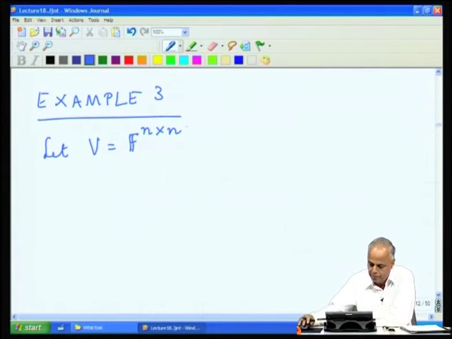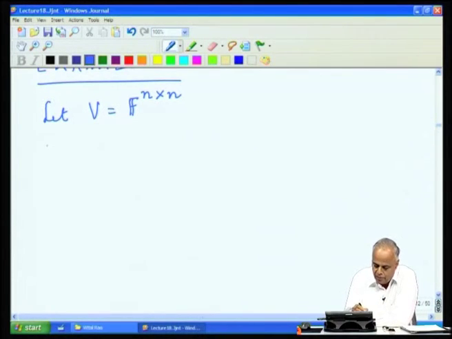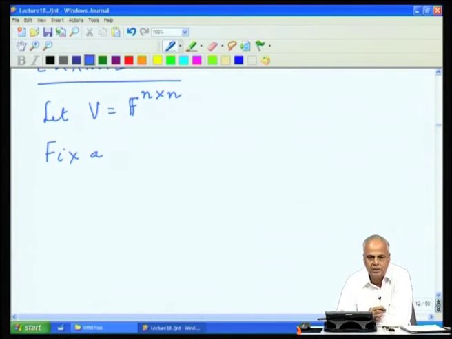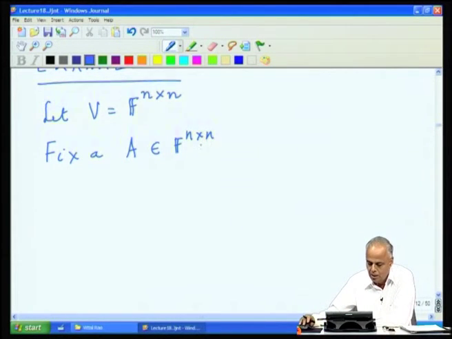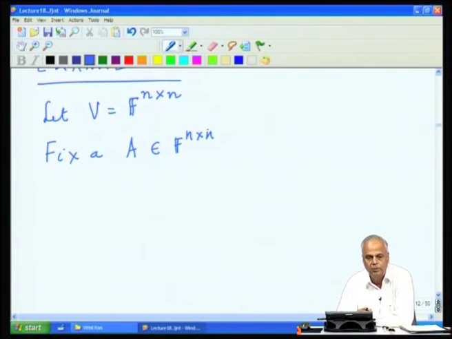over the field F. We have already seen that this is a vector space with the usual matrix addition and scalar multiplication rules for matrices. Now, look at this vector space and fix a vector here. What are vectors here? They are all matrices. So, fix a matrix A in F^(n×n). Through this, we are again going to generate a linear transformation on F^(n×n), which means we are going to generate a linear operator on V.